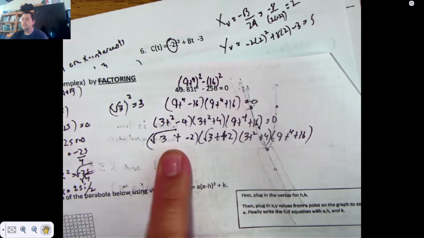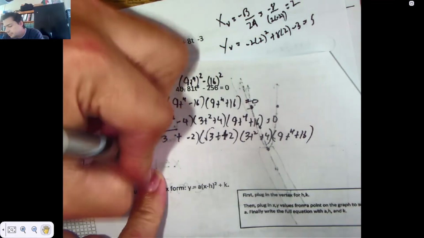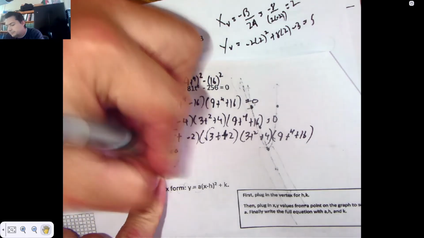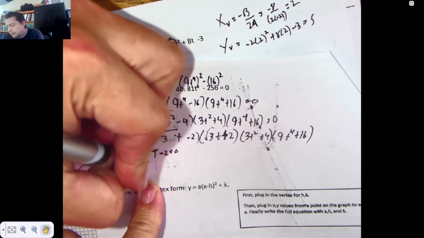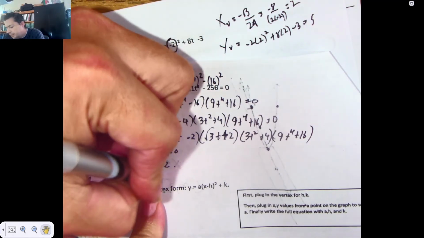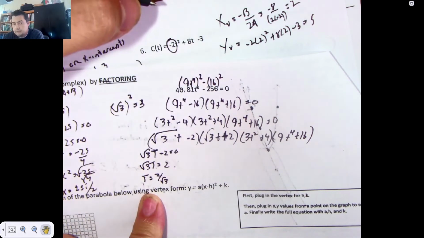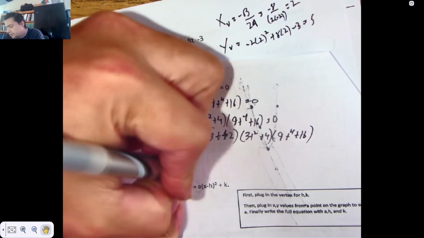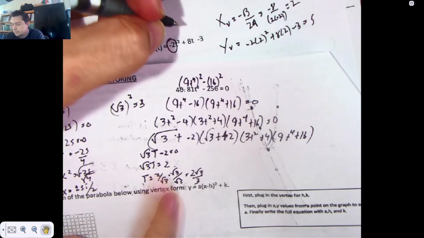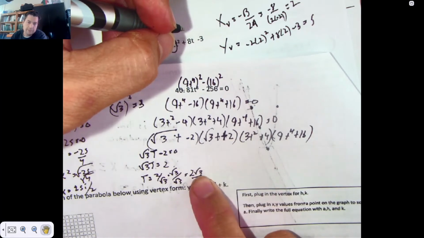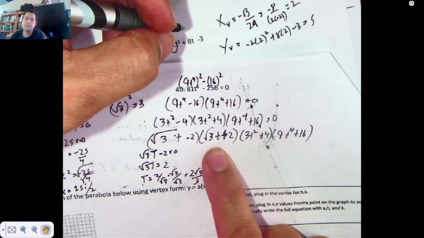So this is root 3t minus 2. We make that t capital. Minus 2 is 0. That would be that root 3t is 2. I would divide by the root of 3. I would clean that up, and I'd get 2 root 3 over 3. There's one of them. This is going to be its conjugate. If that one got a positive 2 root 3 over 3, this one's going to get a negative 2 root 3 over 3.